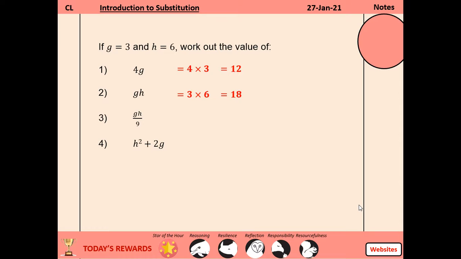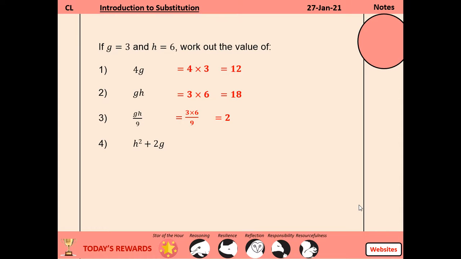Question 3 now, I have GH over 9. Well, I worked out what GH was from question 2, didn't I? By multiplying the value of G, which is 3, times the value of H, which is 6, and that gave me 18. So you just do 3 times 6 over 9, and that will be 18 divided by 9, which is 2.